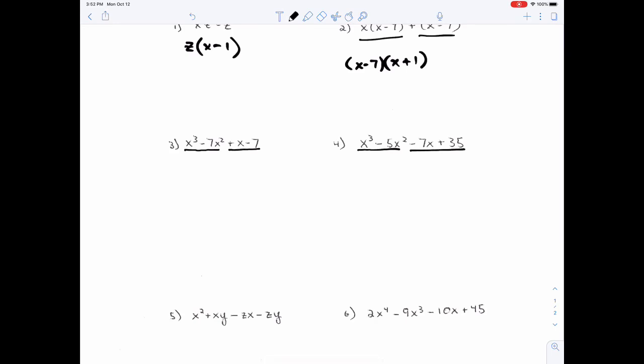All right, now here's the idea. What can I pull out of the first 2? And hopefully you can see there's an x squared.